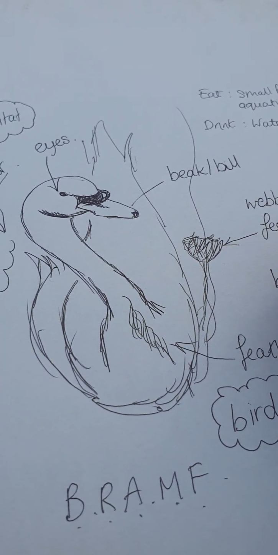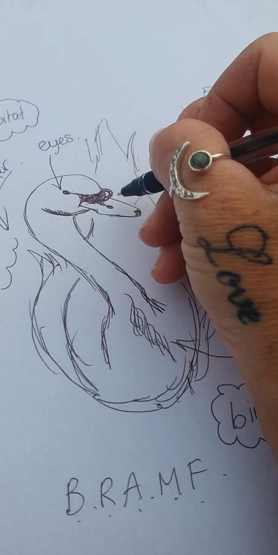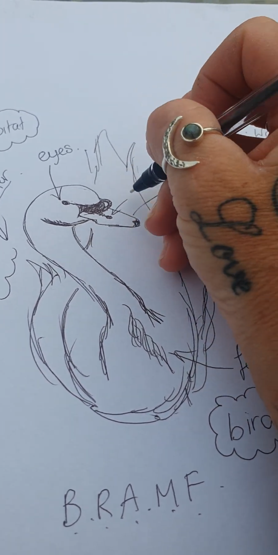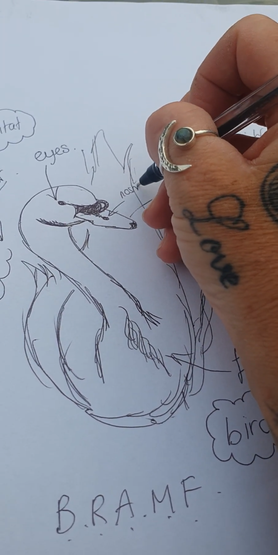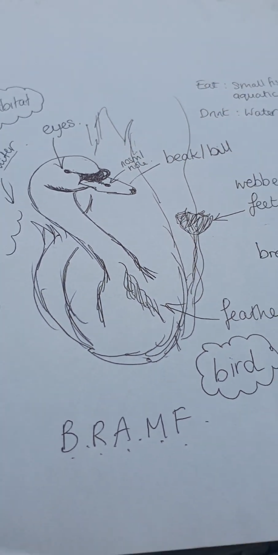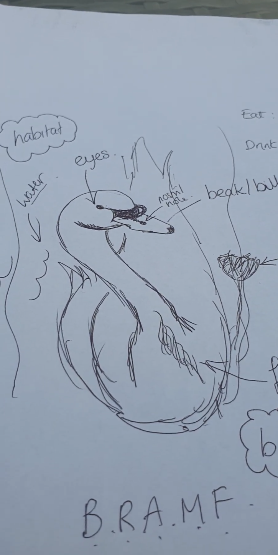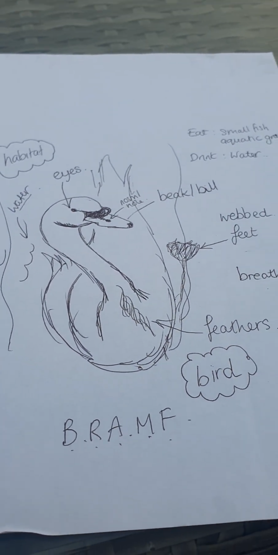Swans breathe. They've got like a little nostril thing here on their bill. I mean, I call it a nostril hole. I don't think it is a nostril hole. I might have to Google that. But they do breathe oxygen, like we do. And that's how we know a swan is a living thing.